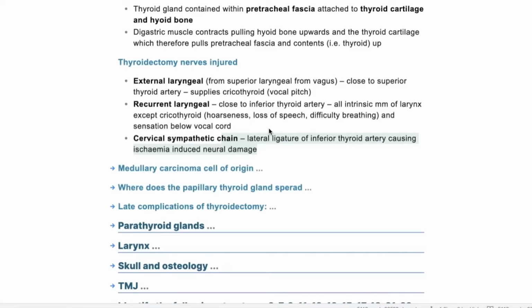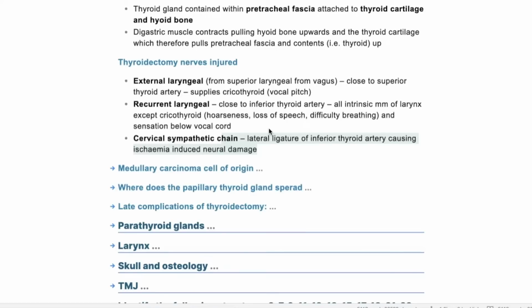So I'll say external laryngeal nerve, recurrent laryngeal nerve, and cervical sympathetic chain. And then I will continue by coming back to it. So external laryngeal nerve can happen this and this. If the examiner stopped me, great. If not, I'll just continue saying that. Unless the examiner stops us, we have to continue.